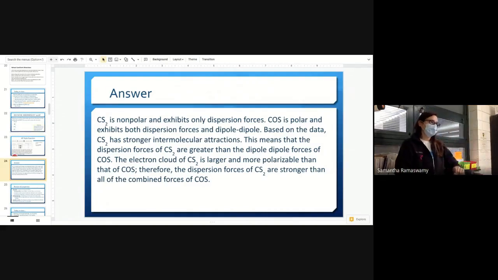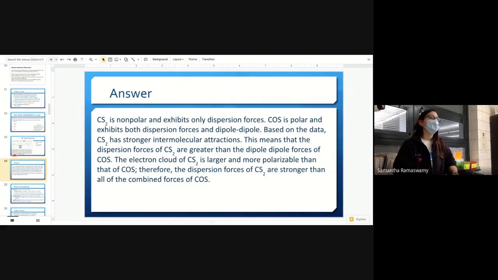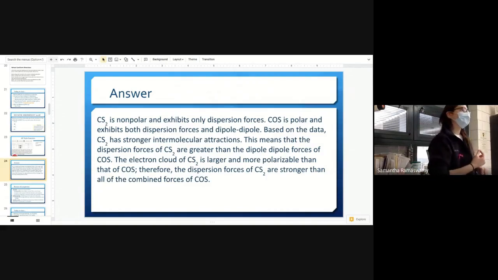Based on the data, CS2 has stronger intermolecular attractions, or intermolecular forces, because CS2 had a higher boiling point. That means more energy had to go in to overcome those intermolecular forces. So what this means is that the dispersion forces of CS2 are greater than both the dipole-dipole forces and dispersion forces of COS. Then we have to explain why.